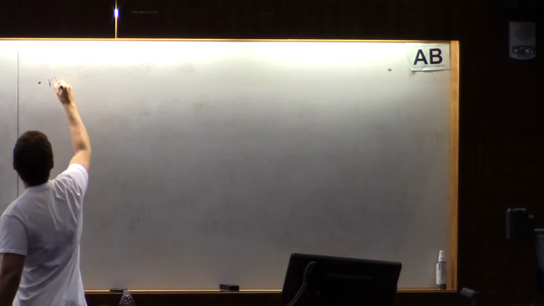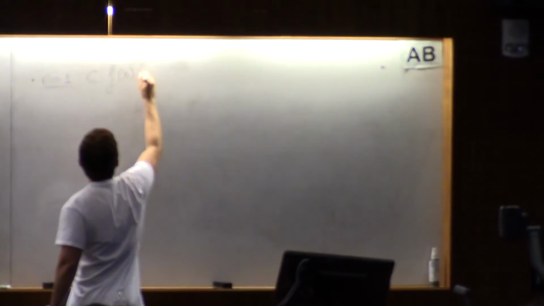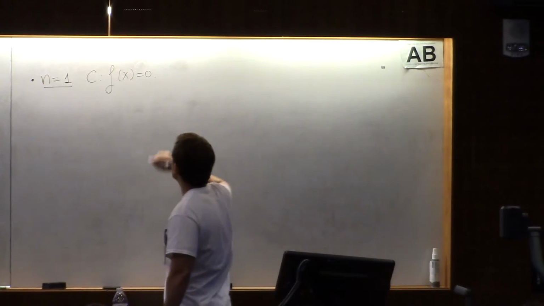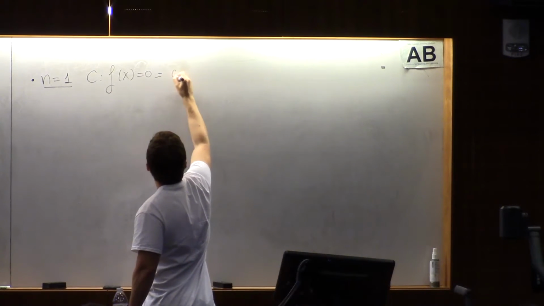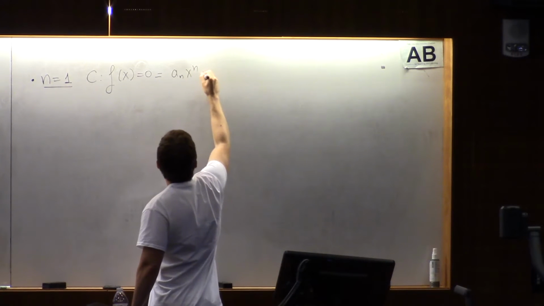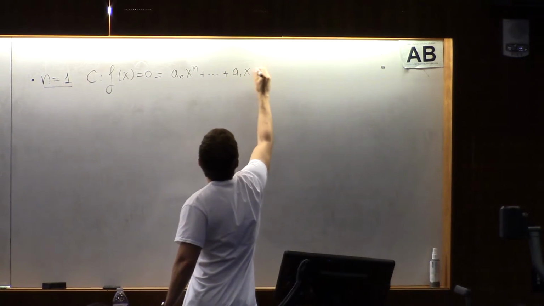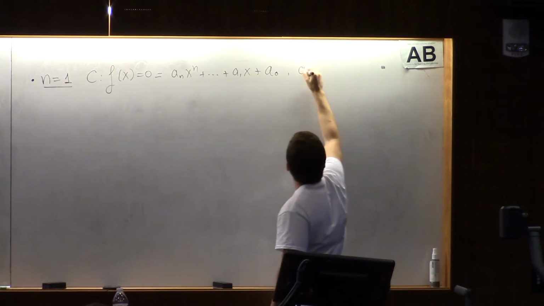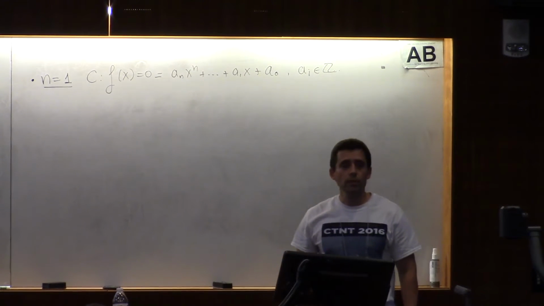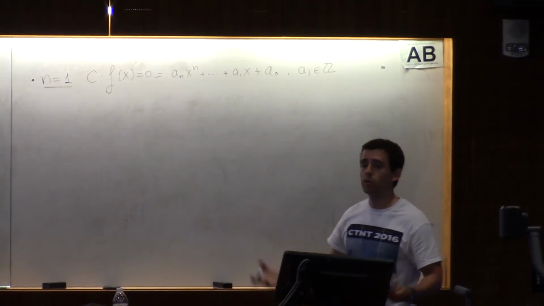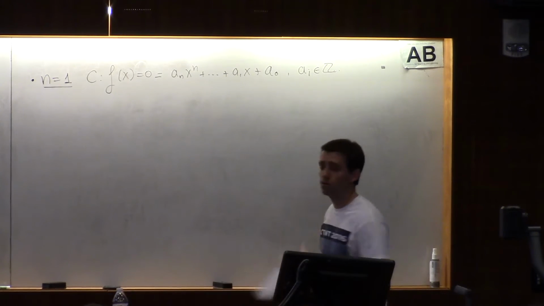So with n equals 1, if you have just one variable, then we are talking about f of x equals 0, where this is a polynomial, something of the form a_n x^n plus ... plus a_1 x plus a_0, where these are all integers. And you've probably proved before that we know how to solve that.